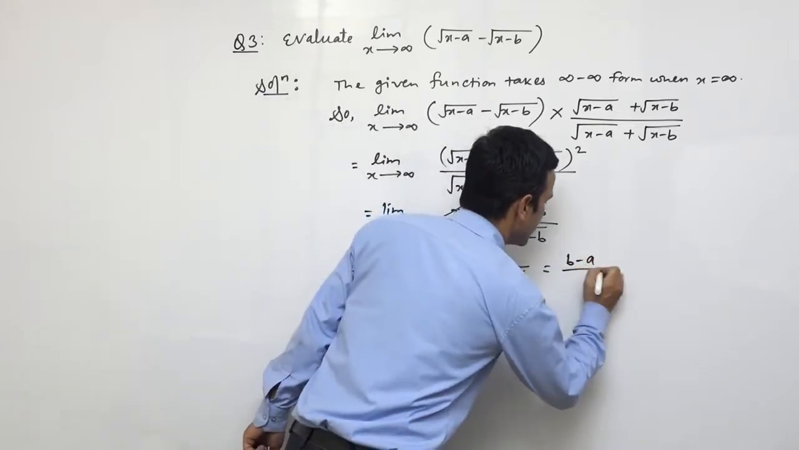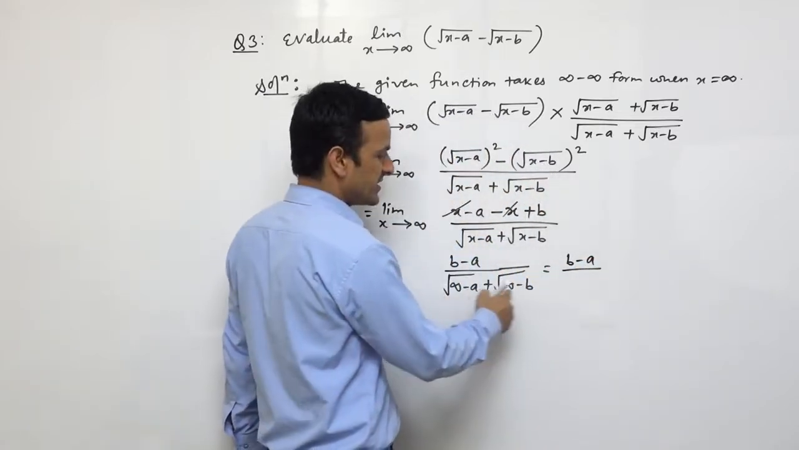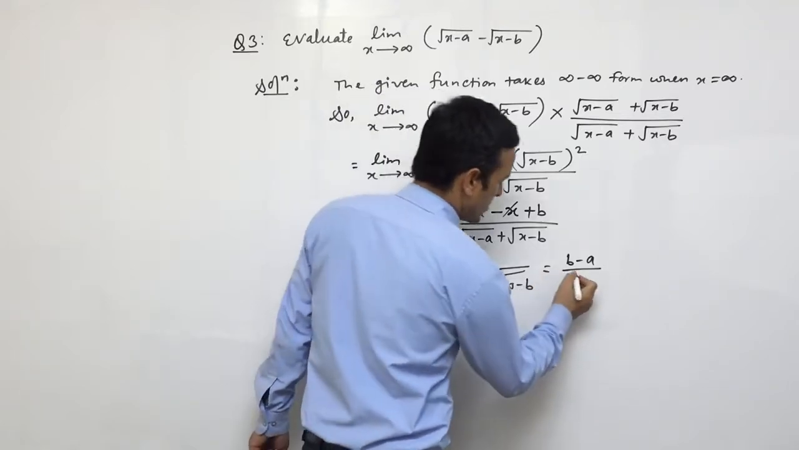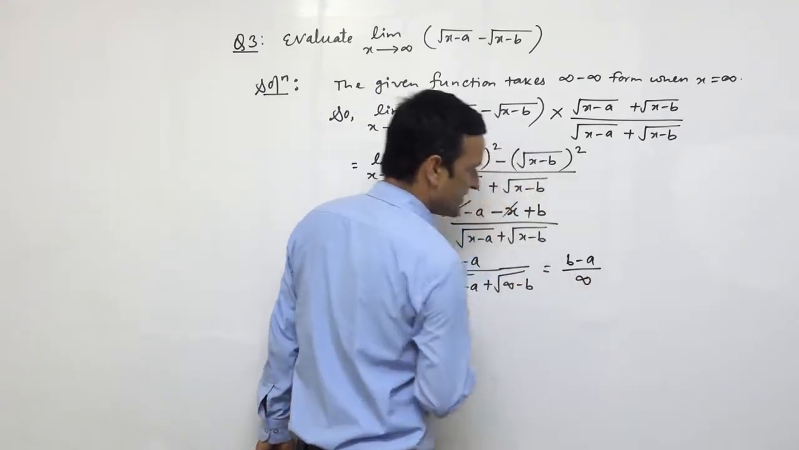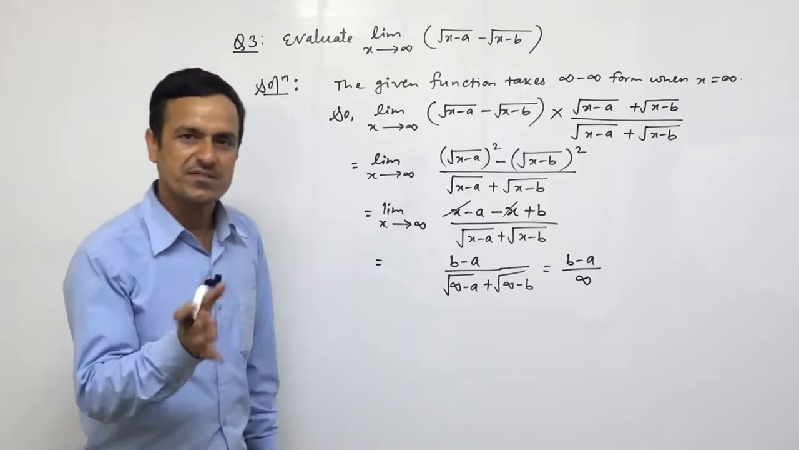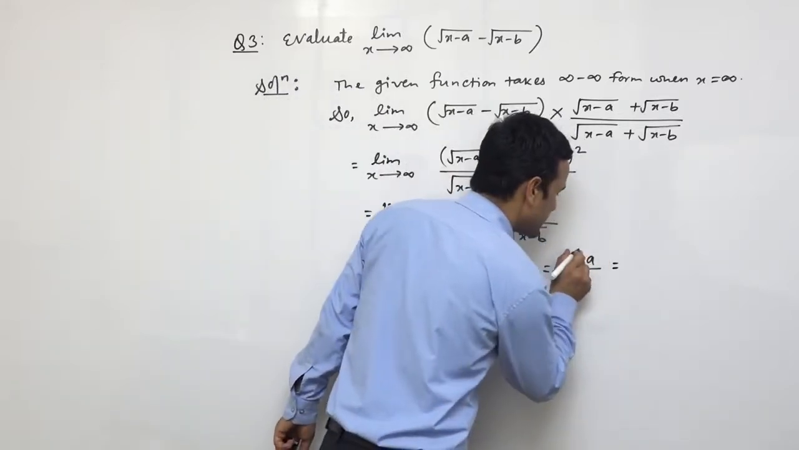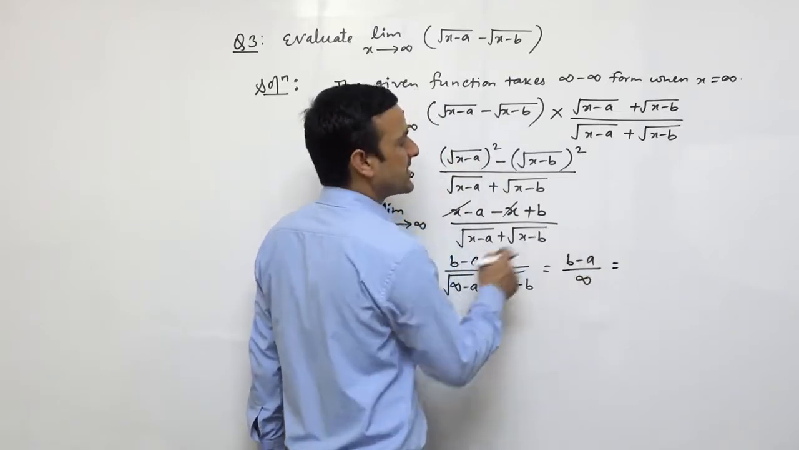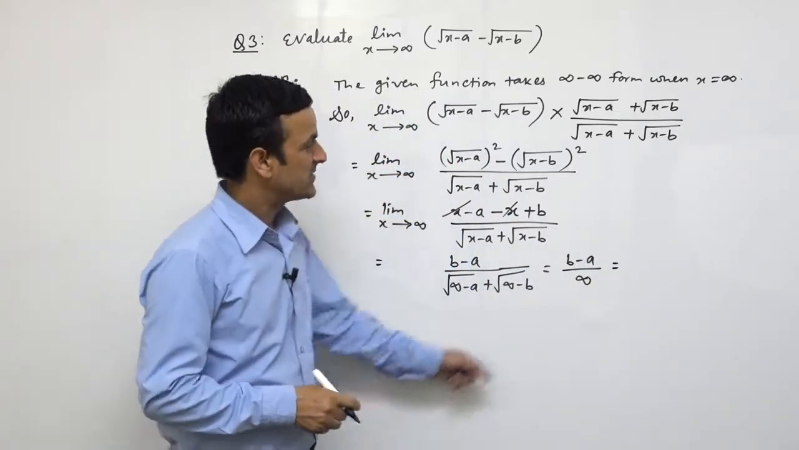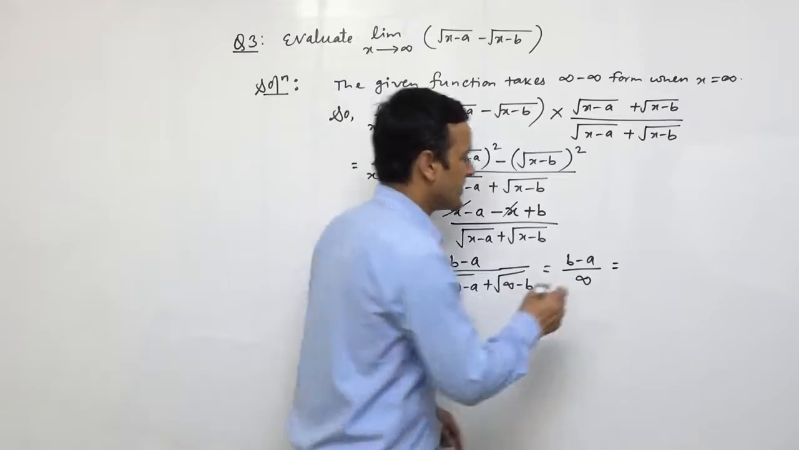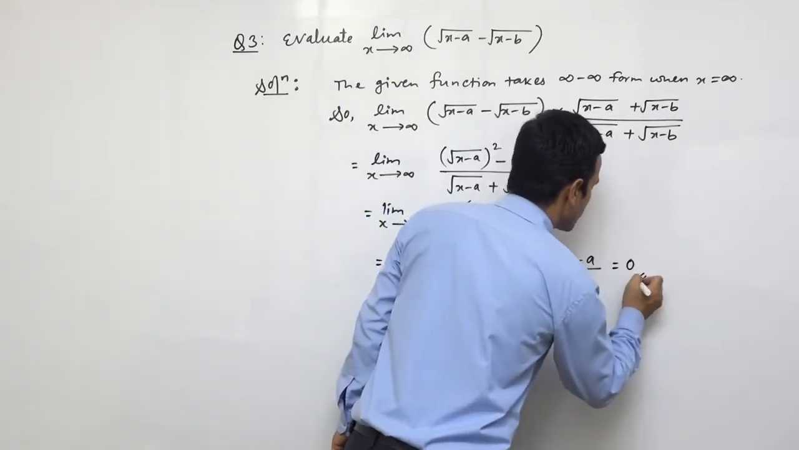Now b minus a, so this is infinity, this is infinity. So this is again an infinity. Infinity plus infinity will be infinity. And some finite number, where a and b are different numbers, upon infinity means 0. So this is the answer.